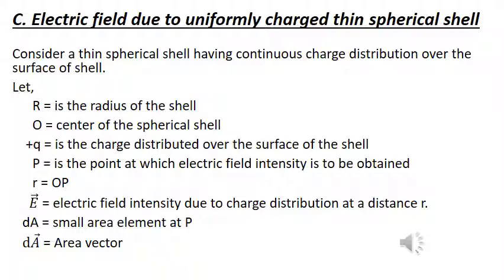P is the point near the shell at which we have to find the electric field intensity. r is the distance between the center and the point of observation P. E is the electric field intensity due to the surface charge distribution over the shell. We will consider a small area element at point P, and the area of that small area element is dA, and the area vector is vector dA.